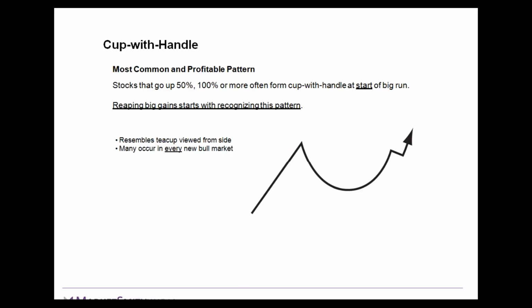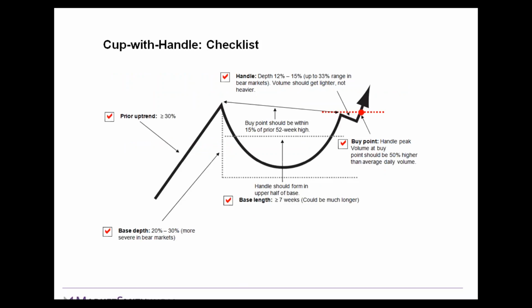This is one of the most common and most profitable patterns found in the history of stocks. Whenever you see a multi-bagger stock, which has gained about 50%, 100%, or even more, it is more likely that the first base it made before its big run would be cup and handle. This is how a cup with handle looks. It would look like a teacup when you view it from the side. So now let's get into the details.